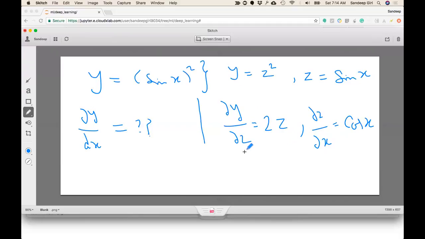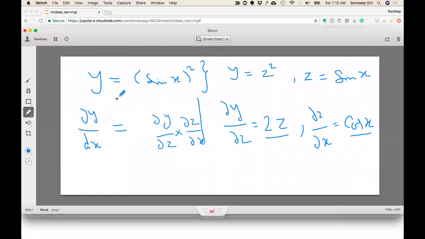So we have dy by dz and dz by dx. So this is 2 into z and this is cos x, right? What people found out is that we can express the rate of change of y with respect to x as dy by dz into dz by dx. Okay, so this is how it looks.